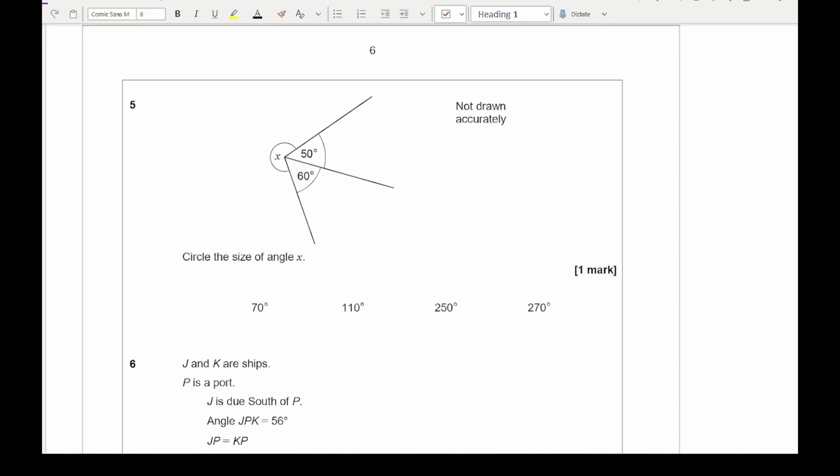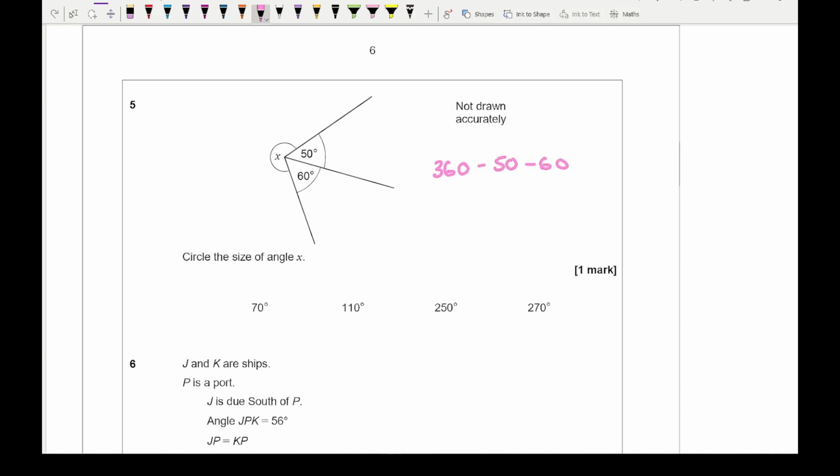Now moving on to question 5, it says circle the size of angle X. As you can see, we've got angles around a point, and angles around a point add up to 360. So all I need to do is 360 minus 50 minus 60, which gives me an answer of 250 degrees, so I need to circle the third option.